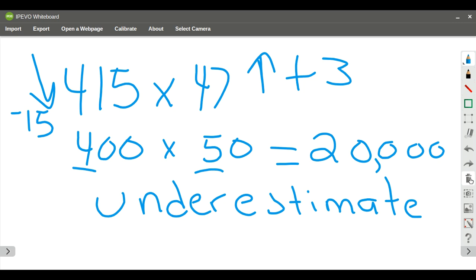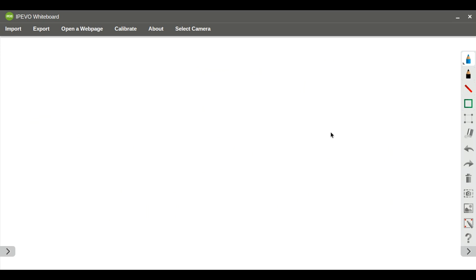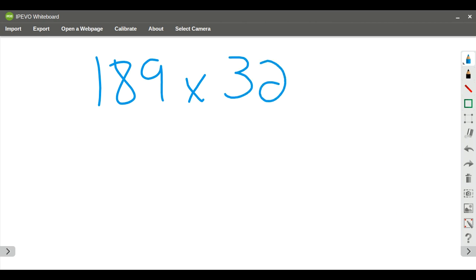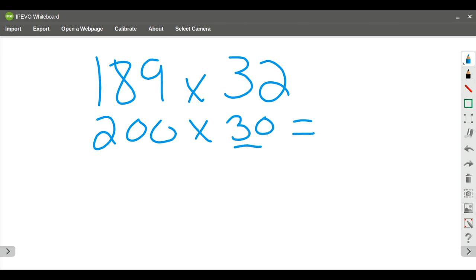Let's take a look at another example. So if I have 189, and I'm going to multiply that by 32. Okay, so 189 multiplied by 32. Well, I'm going to go ahead and round this up to 200. And then I'm going to round 32 down to 30. And I end up with 6, and then I count my zeros, 1, 2, 3. So I end up with 6,000.